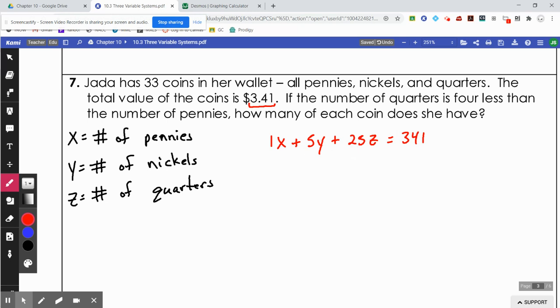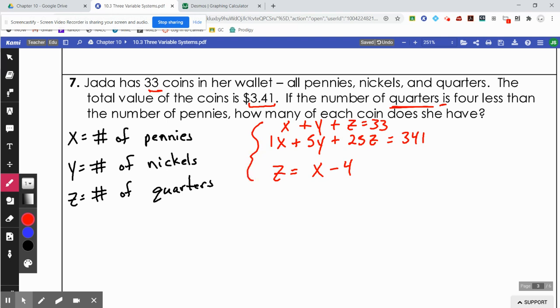Second equation says the number of quarters, which is going to be Z, is 4 less than the number of pennies. So the number of pennies minus 4. Is that all that they give us? Oh, there's 33 total coins. So we know that X plus Y plus Z is also equal to 33. I knew I needed 3 equations there.